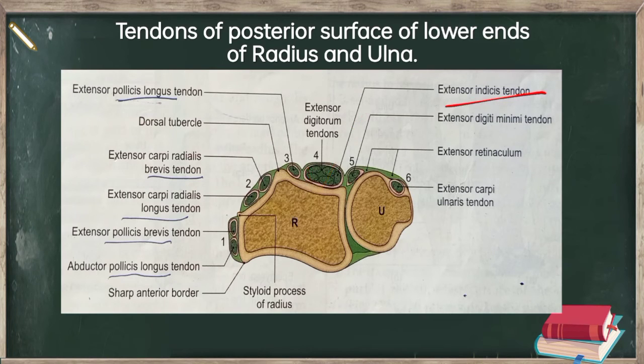Moving further, in addition, at the junction of lower end of the radius and ulna passes the tendon of extensor digiti minimi. Lastly, in relation to ulna, between its head and styloid process traverses the tendon of extensor carpi ulnaris. So this is 1, 2, 3, 4, 5 and 6 total tendons of the posterior surface of the lower end of the radius and ulna.